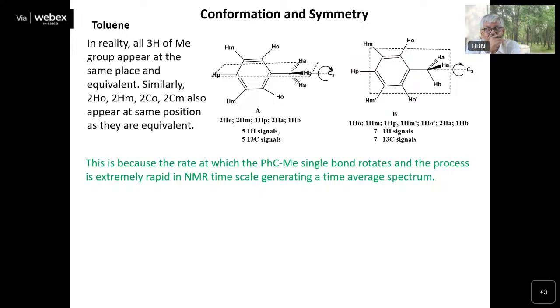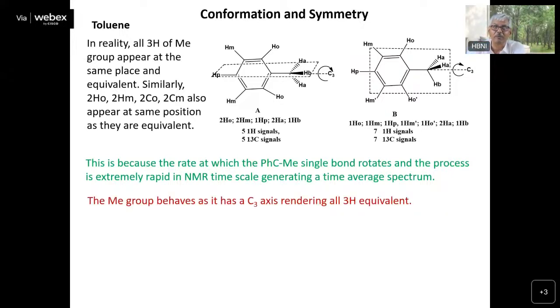phenyl carbon, the benzene ring carbon, and the methyl carbon single bond rotates, and the rotation of this bond is extremely fast on the NMR time scale. We will come to this NMR time scale when we see the dynamics in NMR spectra. For now, just remember that this rotates very fast on the NMR time scale, so you are getting a time-averaged spectrum.